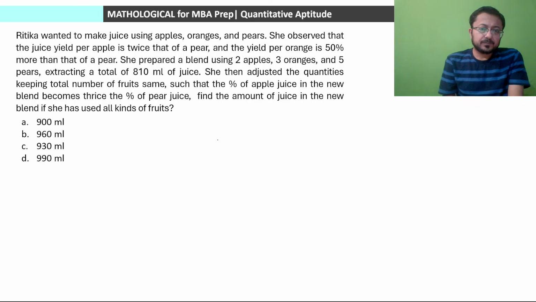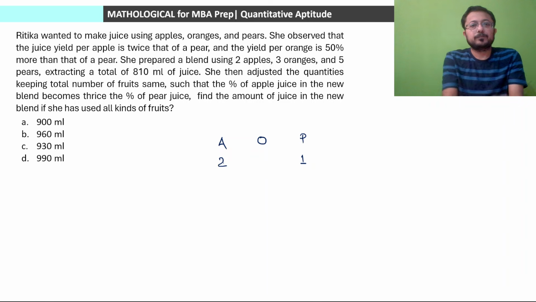Isn't it so? Apple, orange, and pear. So if juice extracted from pear is 1 unit, and then juice extracted from apple will be 2 units. And yield per orange is 50% more than that of the pear.